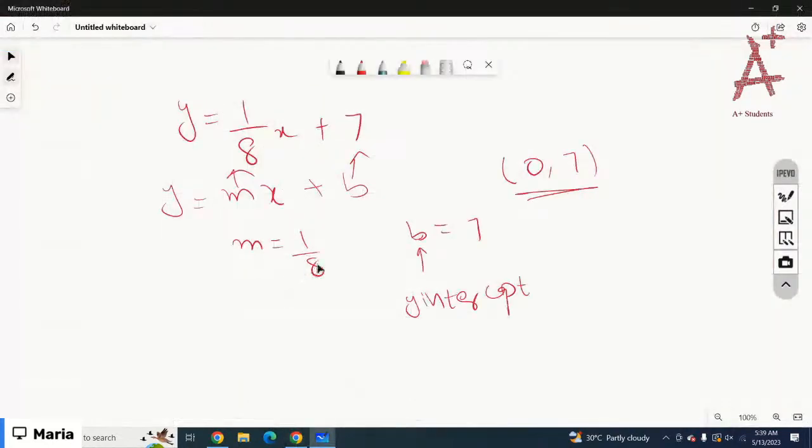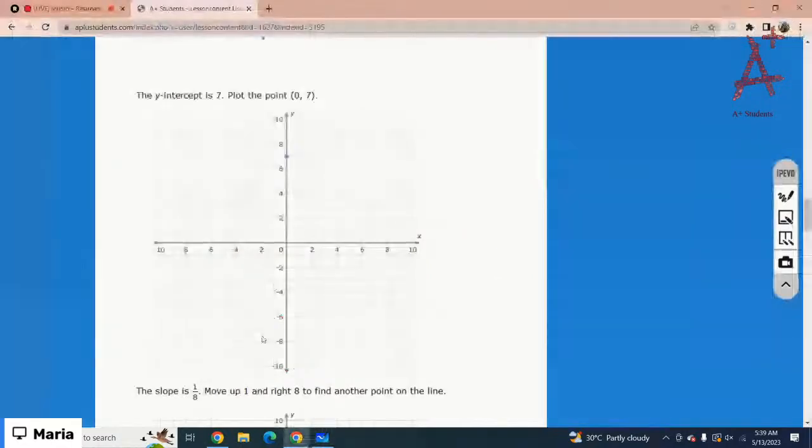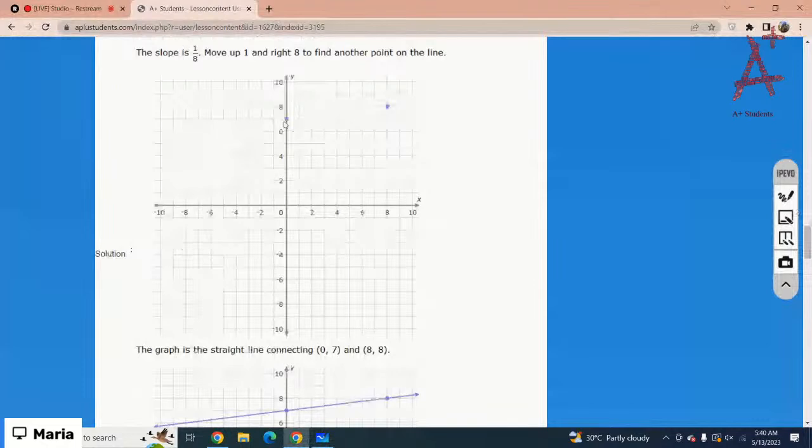That means you have to move up and move right. 1 over 8 means you have to move up 1 point and then move right 8 points. Got it? So it will be 1 over 8. Here is the y-intercept. Move up 1 point and right 8 points. So it would be here.